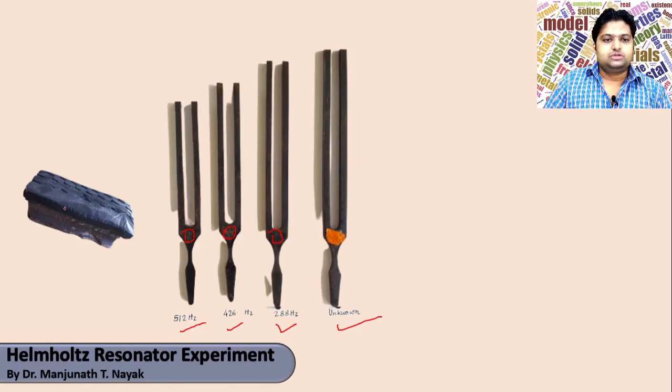Fine. Also, you will be given this small rubber pad on which you will be hitting the tuning fork to create the vibrations, so that you can keep it on the neck of the Helmholtz resonator, so that resonances can be observed. So this is about this.